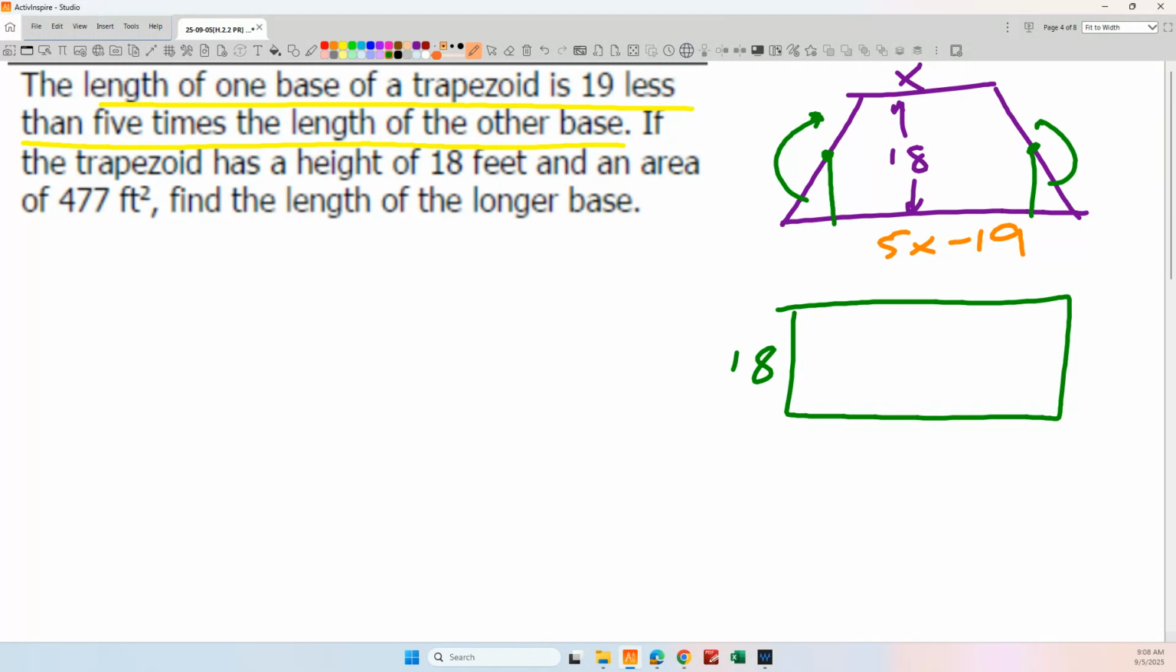The total would be 6x minus 19 if I add them up, right? So I just divide by 2 because we're splitting it equally, right? I just average the two. Everybody agree? So this would just be (6x minus 19) over 2, that length, right? And in general, if I called these B1 and B2, haven't I just averaged the two bases? I added up the bases and divided by 2.